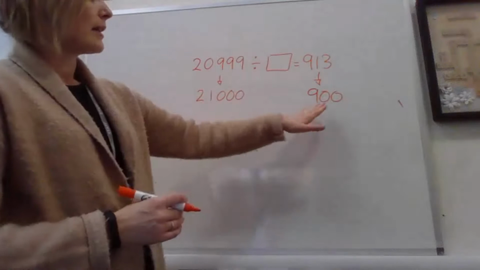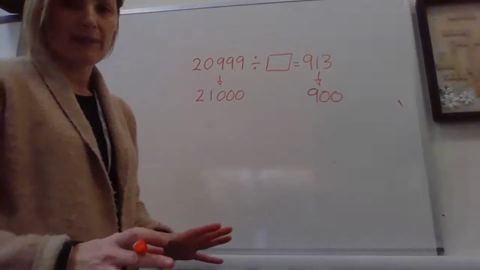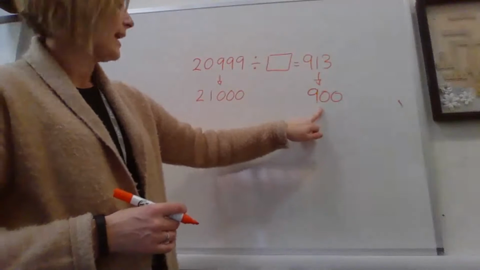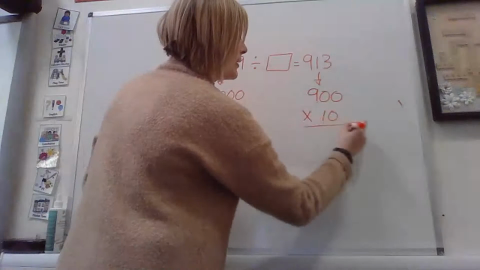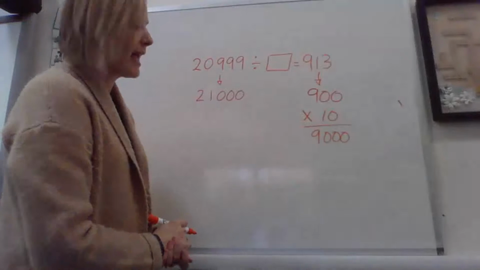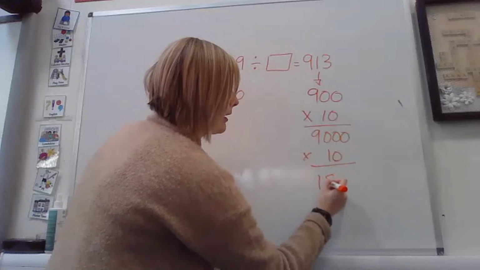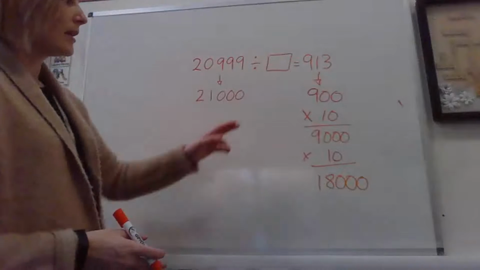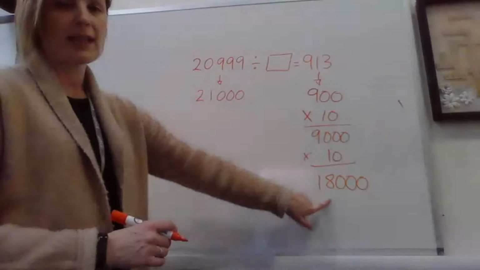So then I want you to think about how many 900s there are in 21,000, very roughly. If you multiply 900 by 10, you get 9,000. Multiply it by another 10, and we would get 18,000. Okay, so we're getting close. At the moment, we've multiplied 900 by 20 and we've got to 18,000.